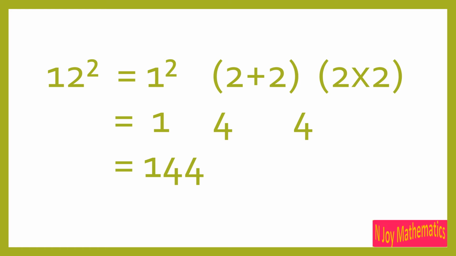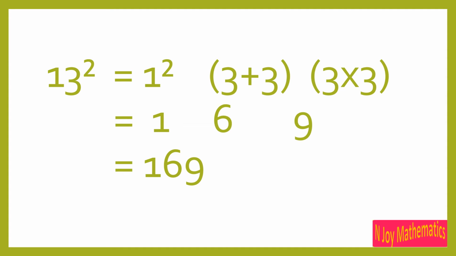Next, 12 square. The same way, I write 1 square in my hundreds place. My tens place is plus: I add 2 plus 2, and for my ones place I multiply. So 2 into 2 is 4, and 2 plus 2 is 4. So my answer is 144.